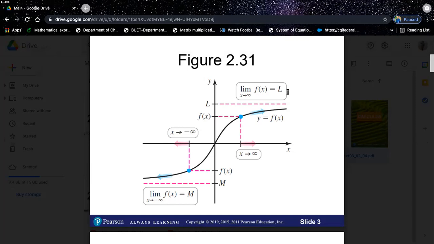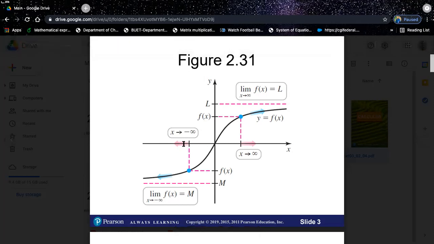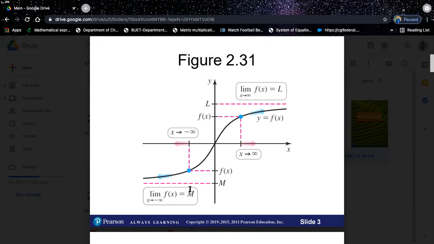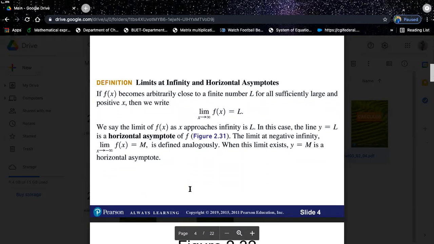And for the same function, when x tends to negative infinity, as you can see, if we move to our left towards negative infinity, the function is slowly going in this direction. But it will keep going this direction. It will not surpass this m, this value. So we say this y equals m, this dashed line, is the horizontal asymptote when x tends to negative infinity. Let's go to the definition again. Any question from this?